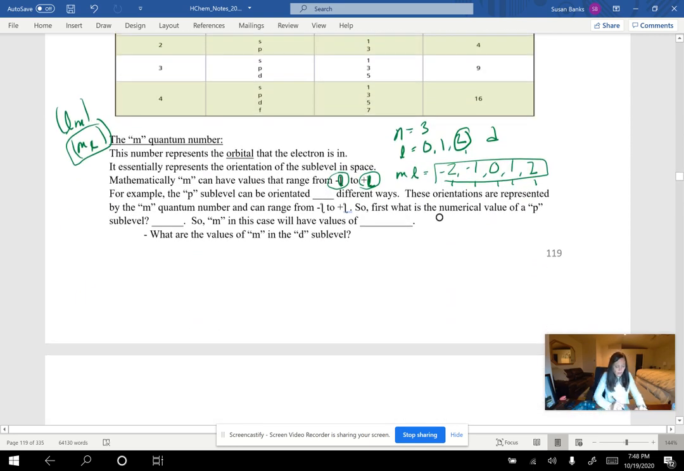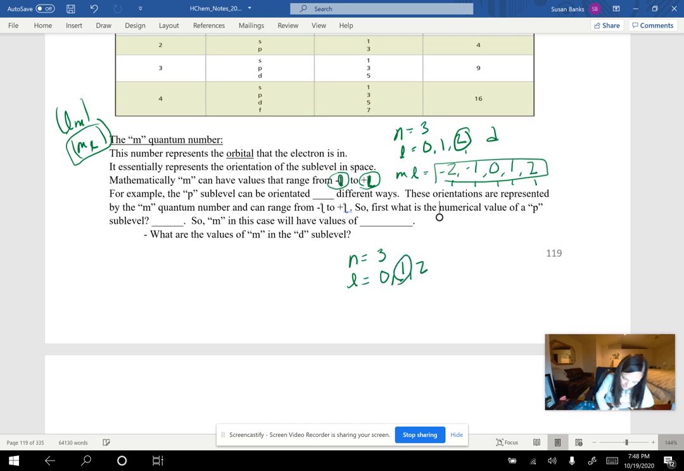Okay? So, for example, let's do a p orbital. We'll do the same example. If I have n equals 3 and L equals 0, 1, or 2, let's choose 1, which is a p orbital, right? So that means my M sub L, or my M numbers, can equal negative L, which is -1, 0, all the way up to +1. This gives me 3 orientations. So I can have things oriented 3 different ways.